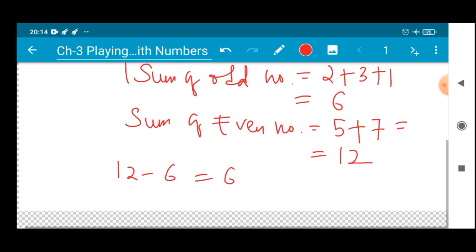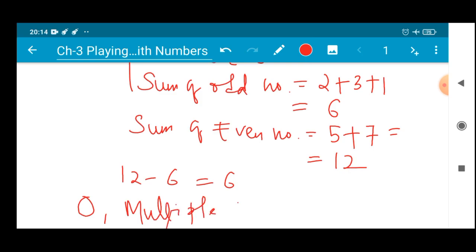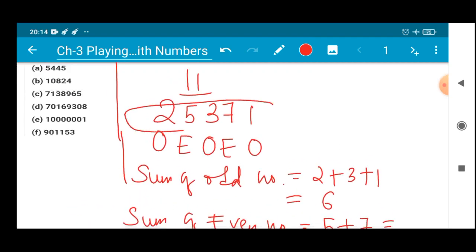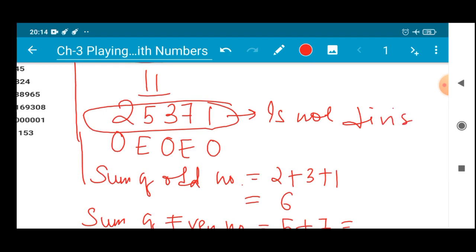In order to say whether the number is divisible by 11 or not, we should get 0 or a multiple of 11, that is, a number from the table of 11. But here our result is 6, so 6 doesn't come under the multiples of 11. So we will say that this number 25371 is not divisible by 11. I hope you have understood this.